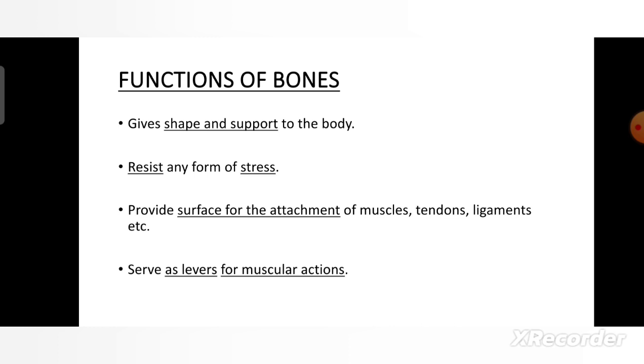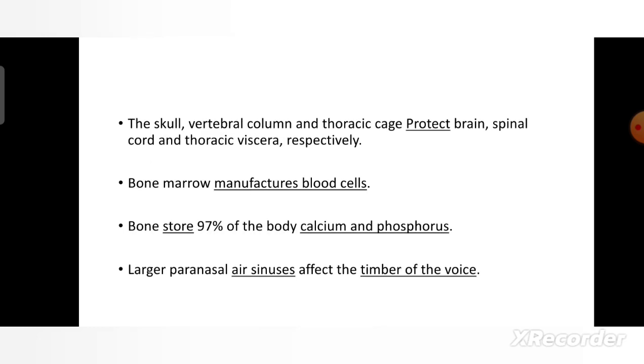Next are the functions of bone. Bones give shape and support to the body. It resists any form of stress. It provides surface for the attachment of muscles, tendons, ligaments, etc. It serves as levers for muscular actions. The skull, vertebral column, and the thoracic cage protect brain, spinal cord, and thoracic viscera respectively.